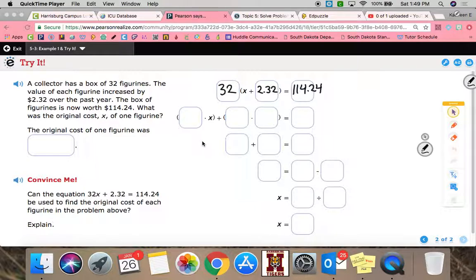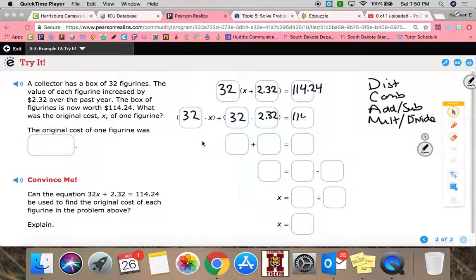What was the original cost of the figurine? Well, we have our equation set up now. Now we need to think back to that "Don't call after midnight": distribute, combine, add/subtract, multiply/divide. That's the order we're going to do these in. Now we have distributing. That's an option, so we have to do that first. So we have 32 times x. That's what we're doing when we're distributing. Then we have 32 times 2.32, and this is still 114.24. We don't have to distribute to that because it's not in the parentheses.